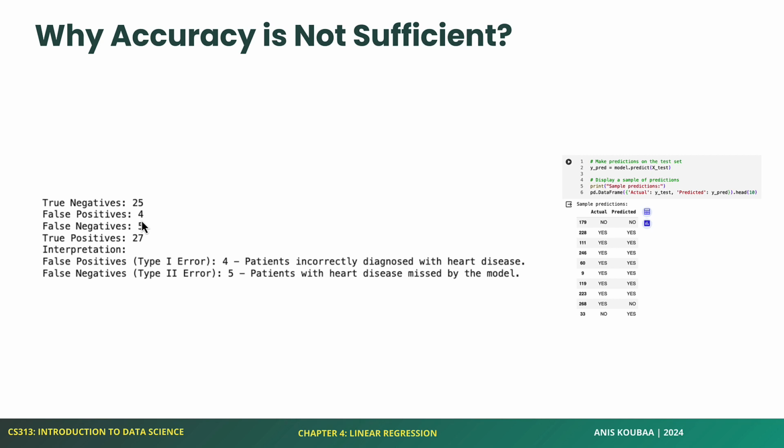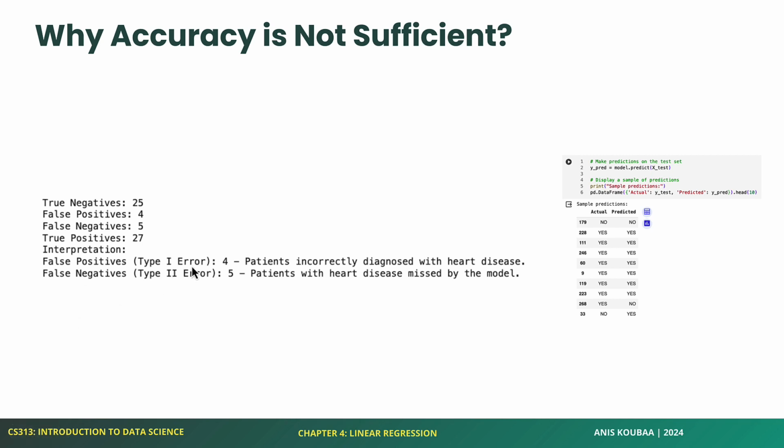They are normal persons. False negative is the opposite. 5 people were identified not to have a disease, and they have a disease. And here, the true positive, 27% were identified to have a disease, and they do have. So now, we can say it's almost proportional between the misclassification and the correct classification. But we need to analyze this.